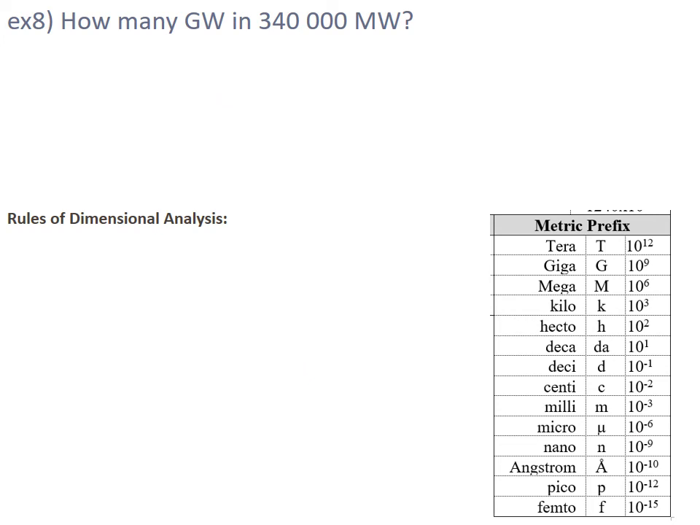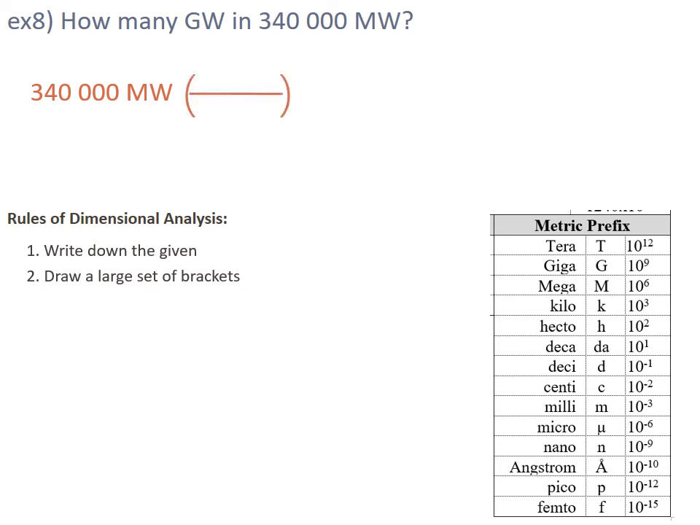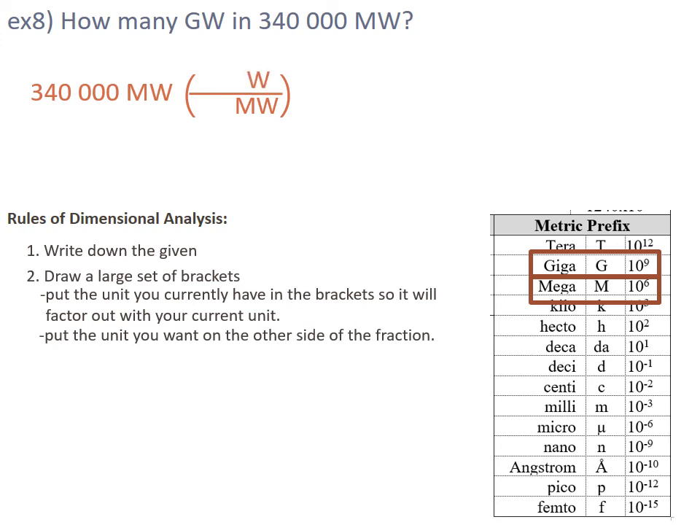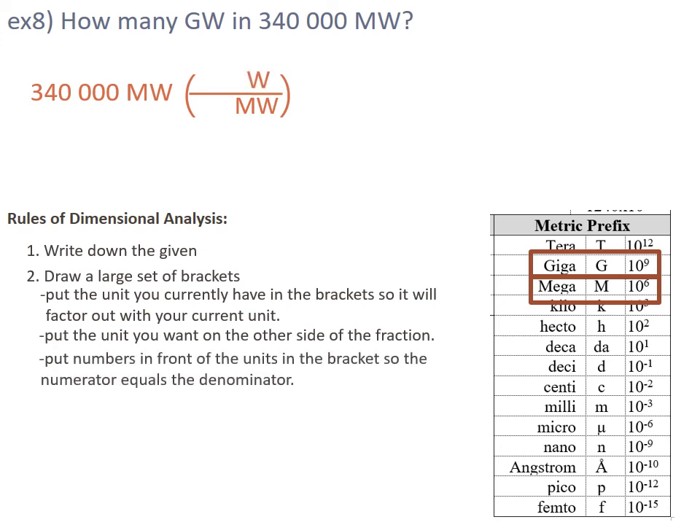Last example, similar to the others, but that's because repetition works. Write down our given, 340,000 megawatts. Large set of brackets. We currently have megawatts, so I'll put megawatts on the bottom. I want to get to gigawatts, but mega and giga are on two separate lines, so we will do two separate brackets. I'm going to use the first bracket to get to my base unit, which is watts. I want to put numbers in that will make top equal to bottom. 1 mega equals 10 to the 6.